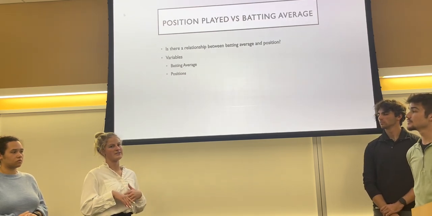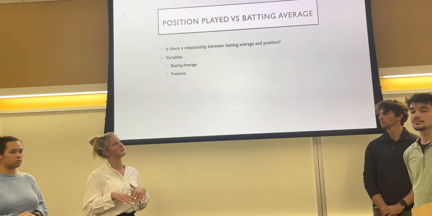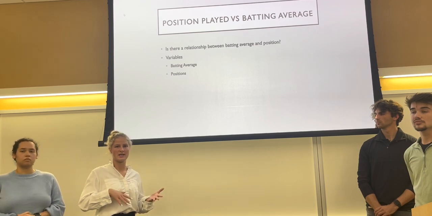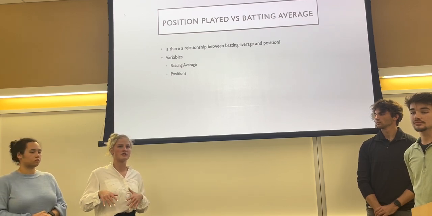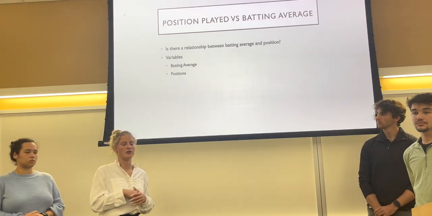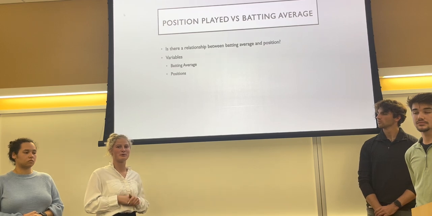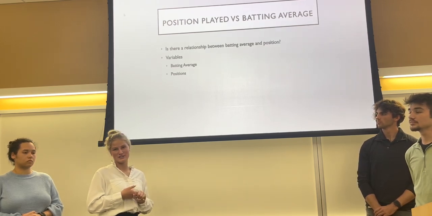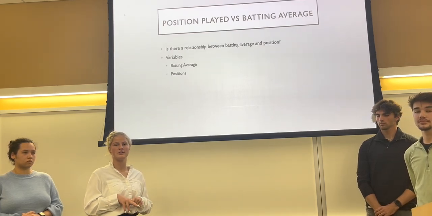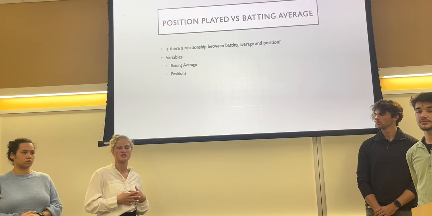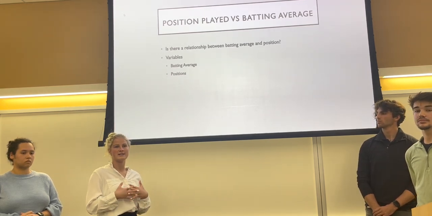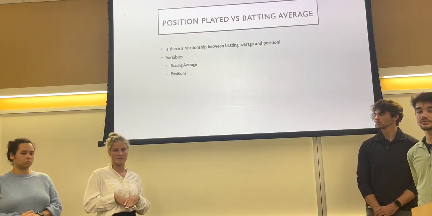The first hypothesis test we conducted was positions played versus batting average. We wanted to see if there was a relationship between certain positions and batting average, to see if managers and coaches need to hire a certain position that had a good batting average. So the variables we used were batting average and positions, such as first base, second base, third base, corner infield, and catcher, excluding pitchers because they do not hit. Batting average is the total number of hits divided by the at-bats.